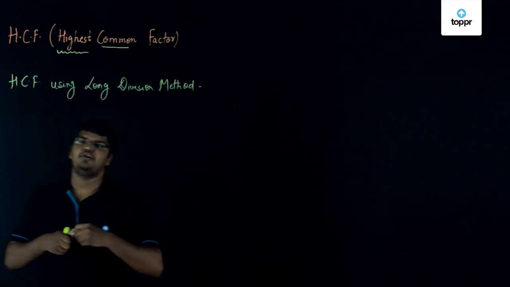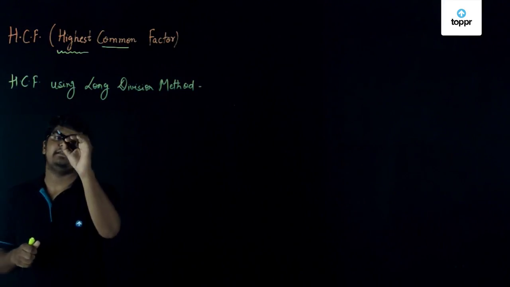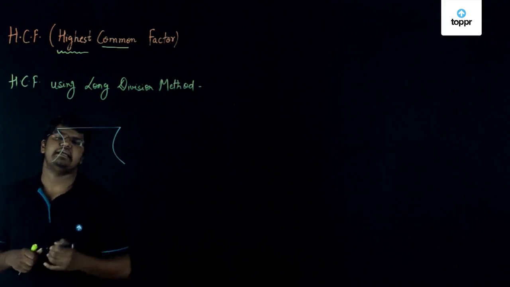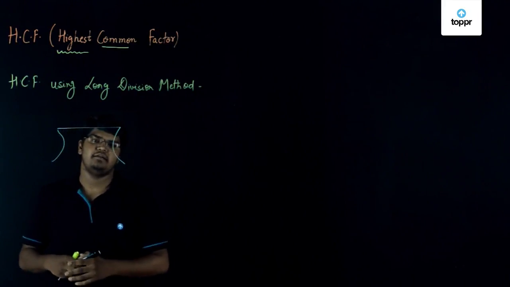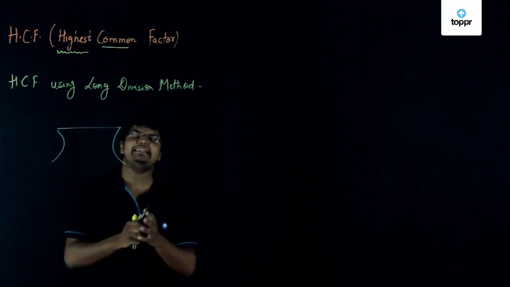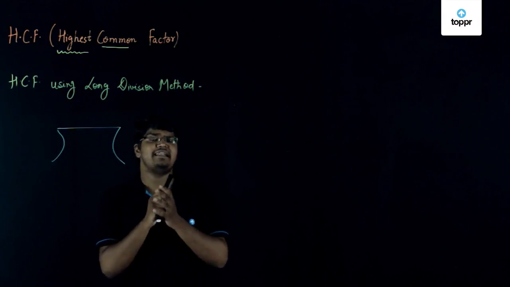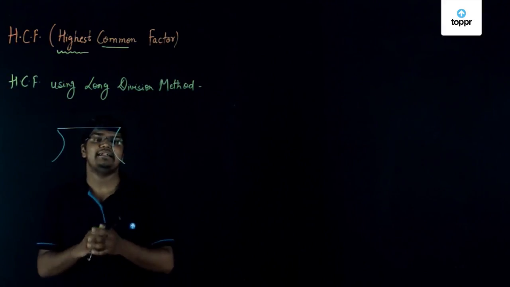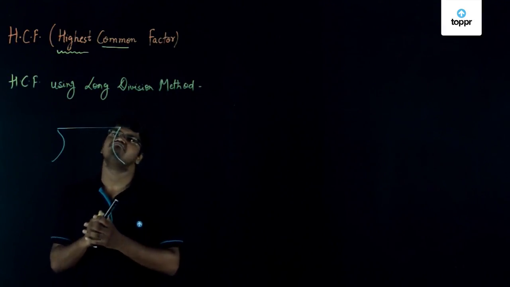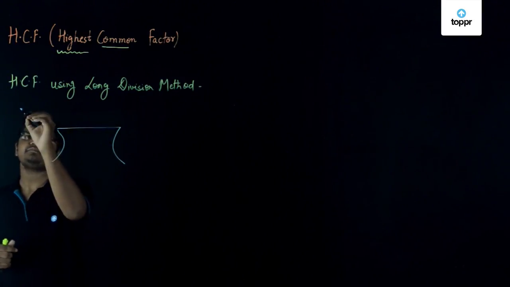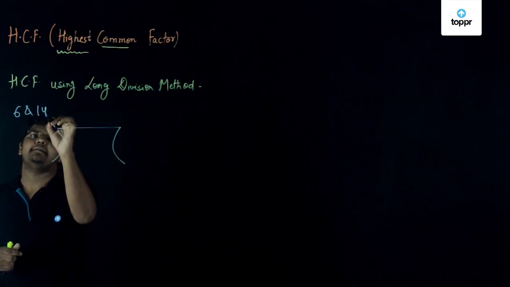So I'm sure you might be aware of this sign. Yes, it's the division sign. So we can definitely find the HCF of two numbers using this division sign as well. So let us start with a very simple example. Let us try and determine the HCF of two numbers which are 6 and 14.